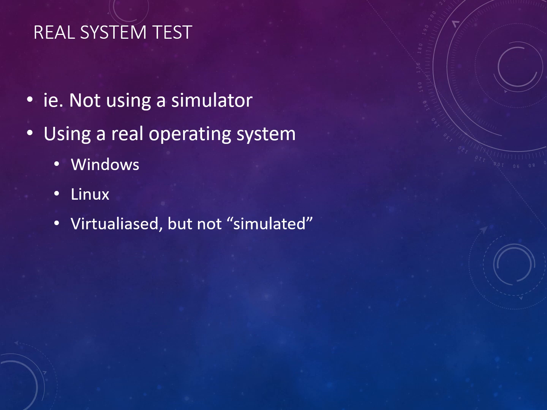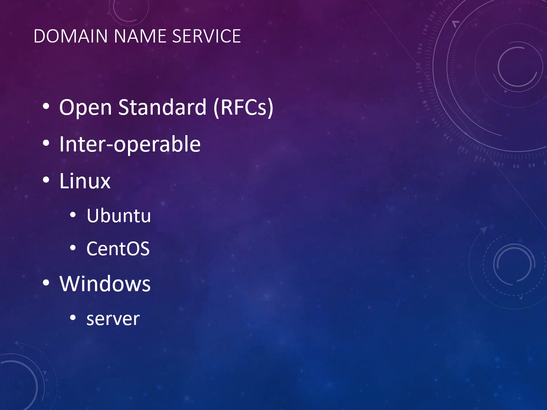And we actually used two flavors of Linux. So we looked at the domain name service. We wanted to look at a service that could be configured in three operating systems: Ubuntu, CentOS, and Windows Server. We looked at domain name service because it's an open standard using the request for comments. It's interoperable between the systems. And that became the basis of our exercise, that we were going to use the new Network Assessor software to test its functionality.